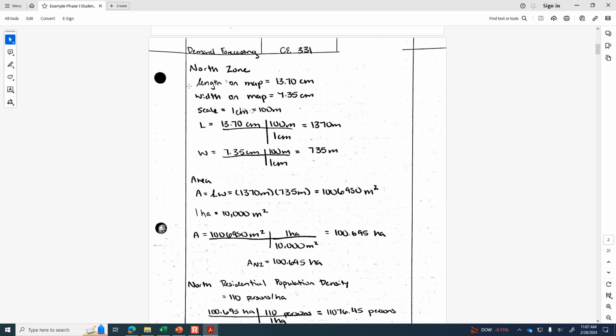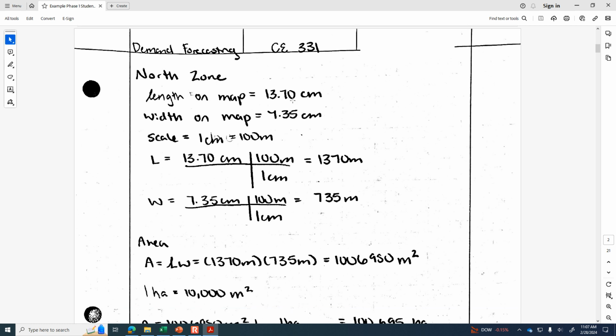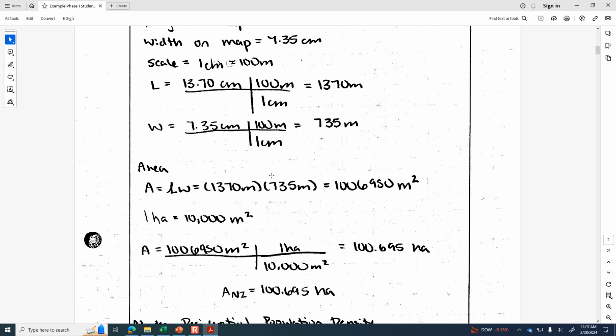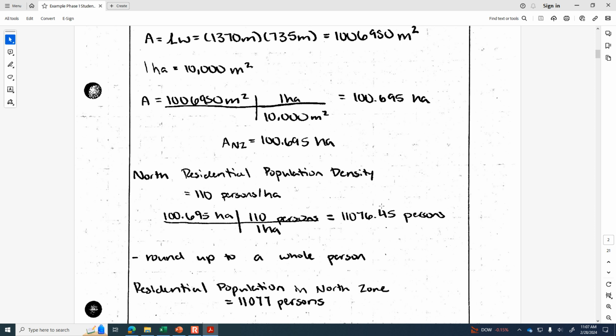So let your solution breathe and don't cram too much stuff too closely, because it just makes it harder to understand what's going on. But some of the things I like about this calculation is it's really clear which area of the project they're working in. So north zone, length on map, the units are included in every step of the calculation. So it's the formula, then the substitution with the units, then the result of the calculation. I just found this really linear and logical.